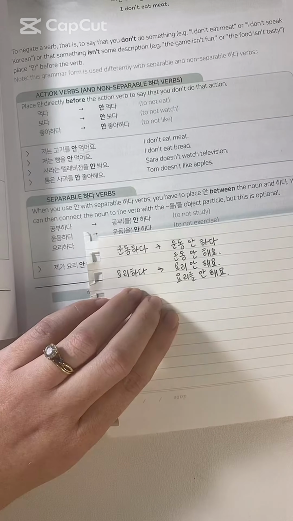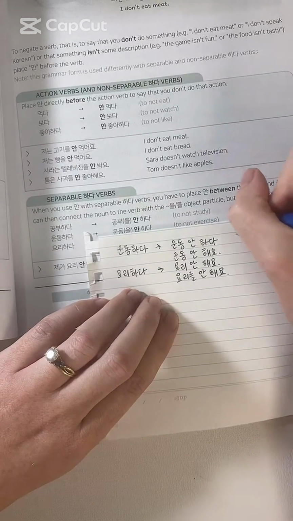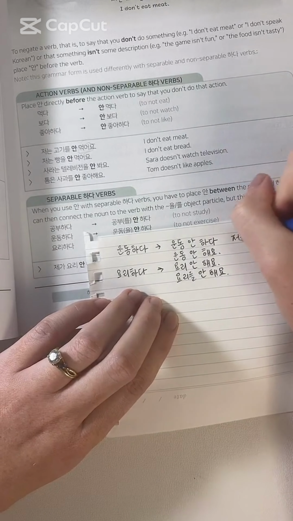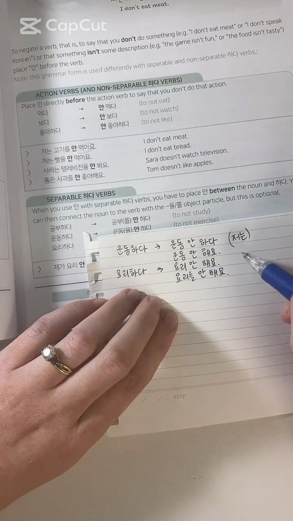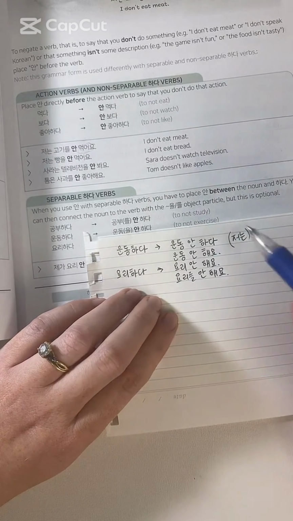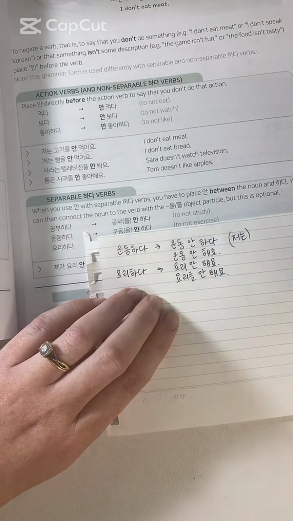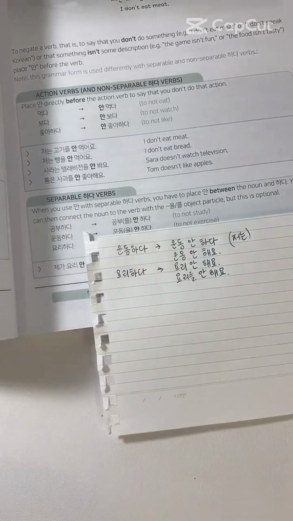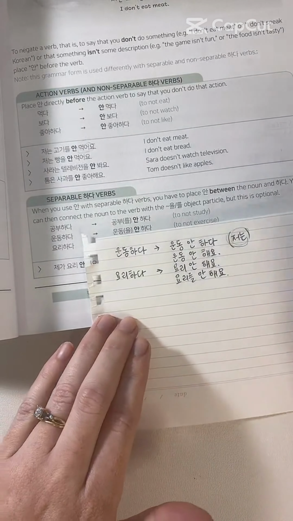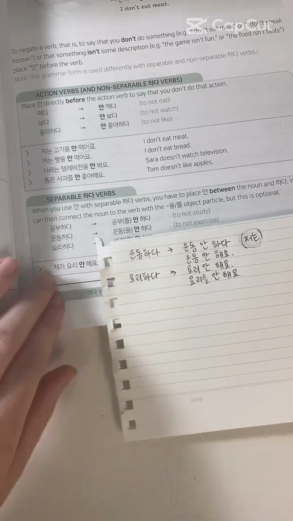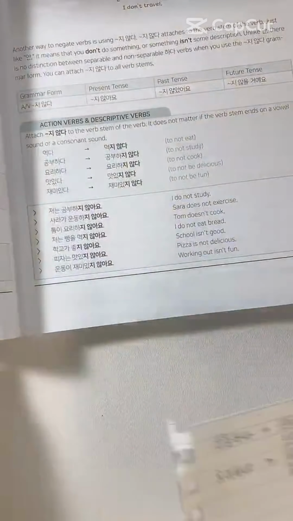And in any of these sentences, you can add the 저는 to say me. But it's not required. You don't have to say 저는. You can just say 요리를 안 해요. Or you can say 저는 요리를 안 해요. And they mean basically the same thing depending on context. It's optional to add in 저는 as well. All right.